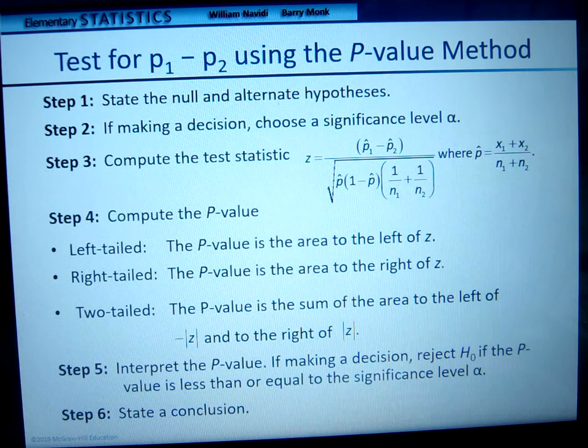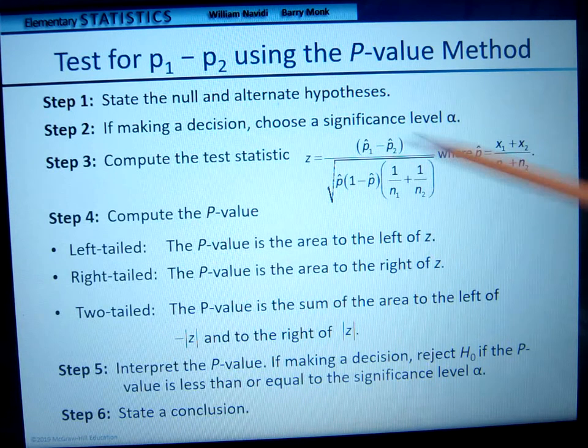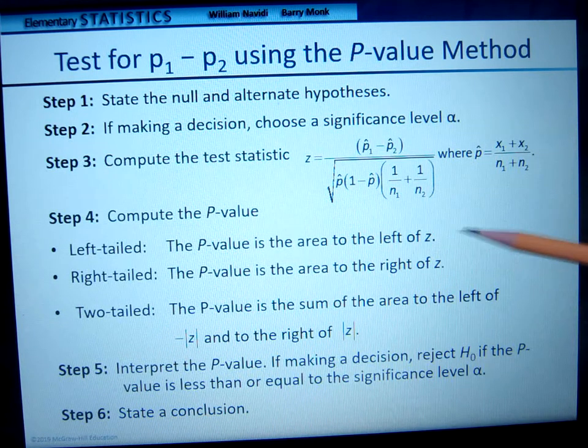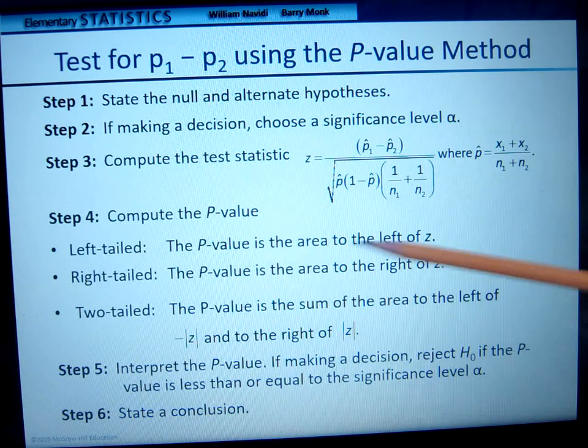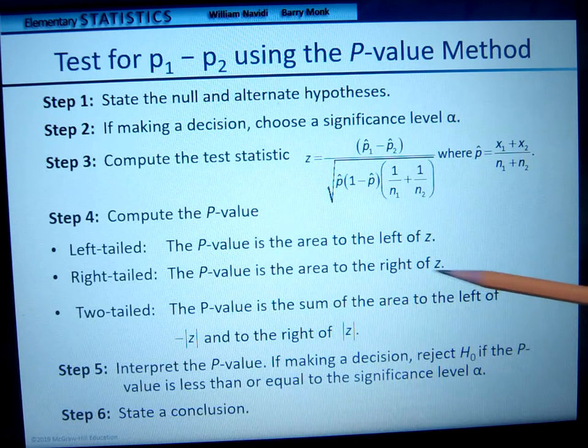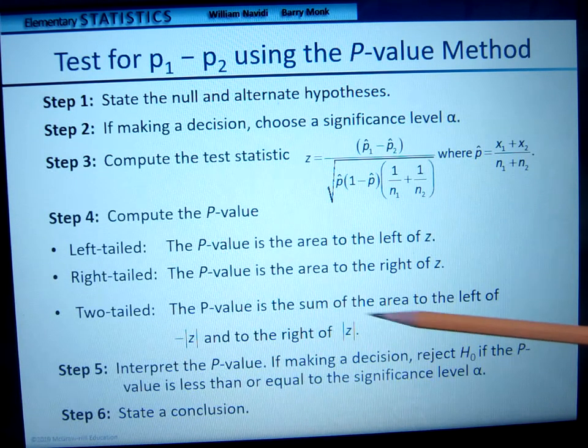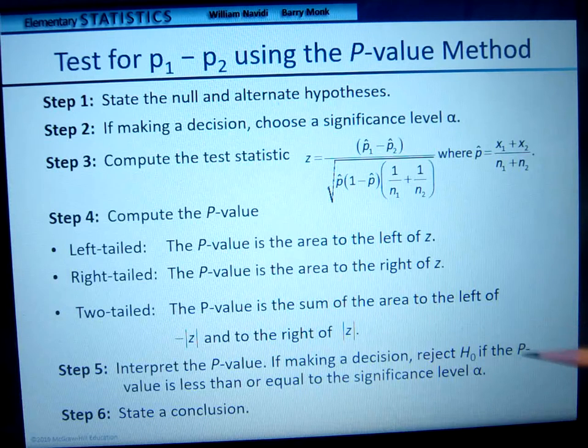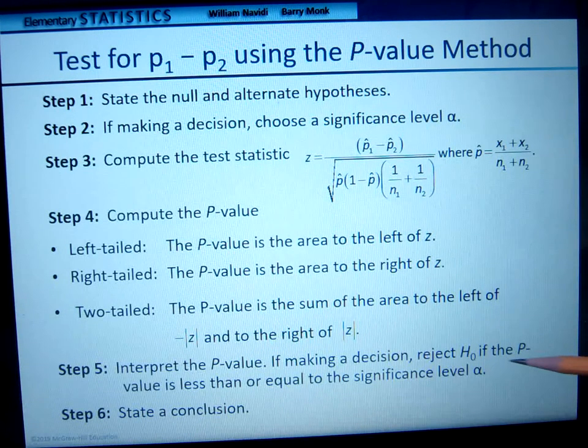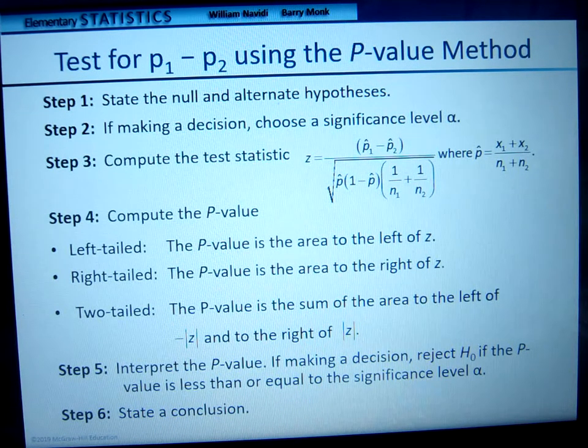So here are the steps. We're going to state the null hypothesis and alternative. If we make a decision, we're going to choose a significance level. We're going to find the z statistic, and we're going to compute the p-value. Here's our left-tailed, area to the left; right-tailed, area to the right; two-tailed, the sum of the area to the left and to the right. Then we interpret the p-value, and if we're making a decision, we will reject the null hypothesis if the p-value is less than or equal to the significance level, and finally state the conclusion.